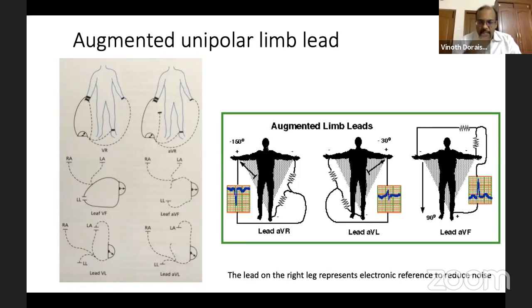Now, when we see an ECG being taken for anybody, we'll also see that a lead is connected to the right leg. Till now, we have not discussed the right leg, but the lead on the right leg is just there like an electronic reference to reduce the noise. It does not take part in the actual ECG.